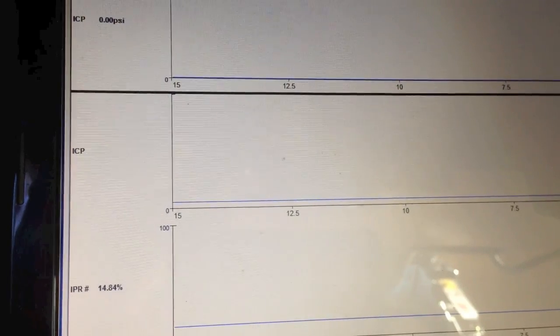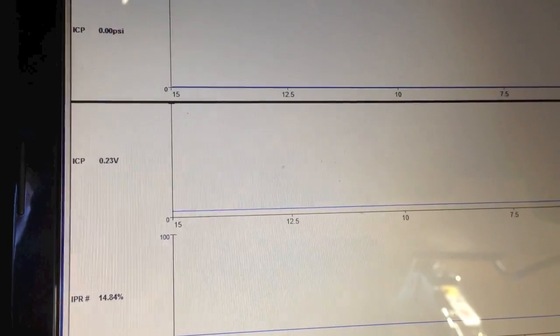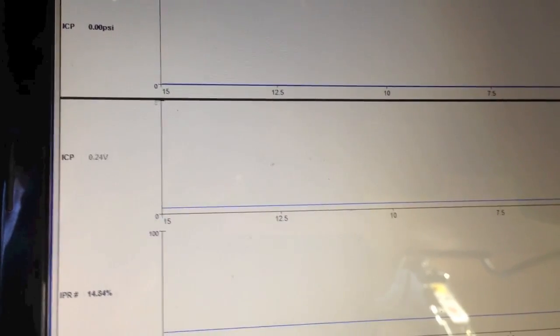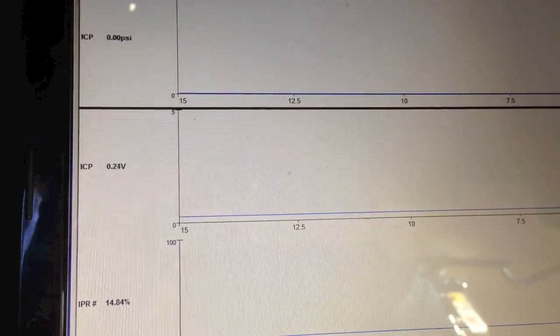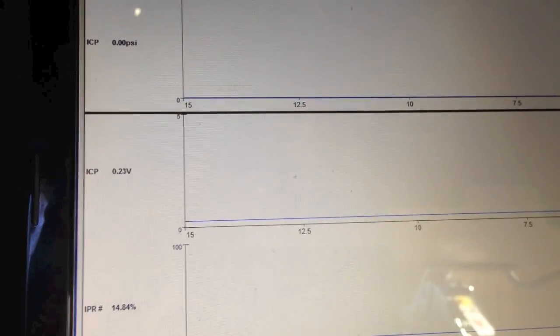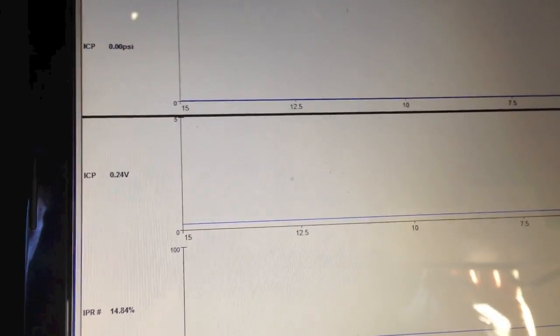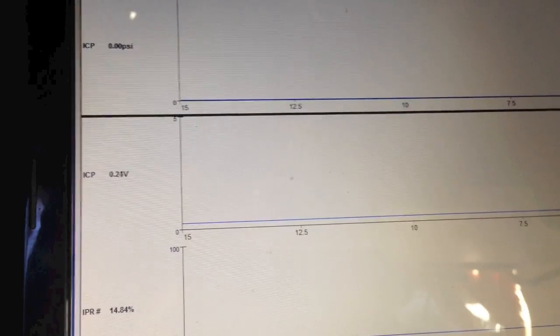Okay, I have the new ICP sensor installed. As you can see, it's reading about a quarter of a volt, which is normal for an 04 and up. 0.24 is normally what we see, and it defaults to the 15% or 14.84. That's normal key on, engine off. So I'm gonna go ahead and start it up. Let's see what the percentage IPR works at now with the new sensor in it.